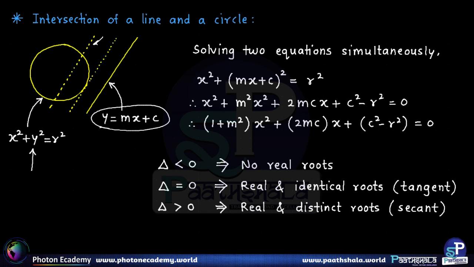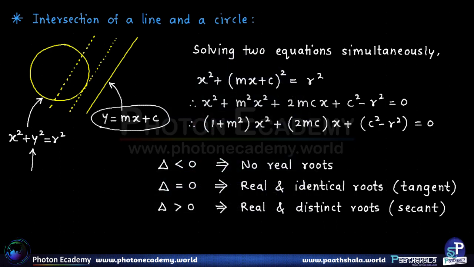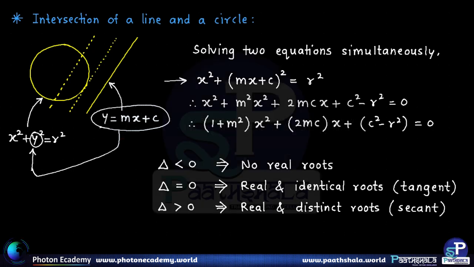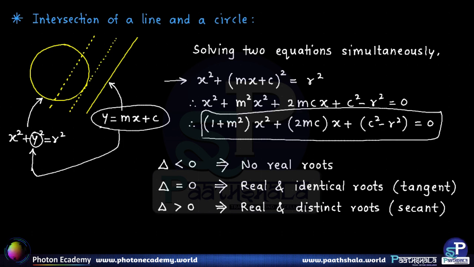So to find out what is the actual situation, we solve the two equations simultaneously. That is, in place of y in the equation of the circle, we substitute the expression for the line, that is mx plus c. So that is where we get x square plus (mx plus c) the whole square equal to r square. On solving that, we get a quadratic equation in x.